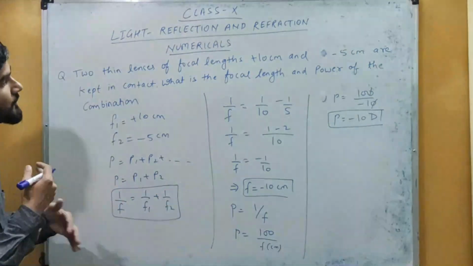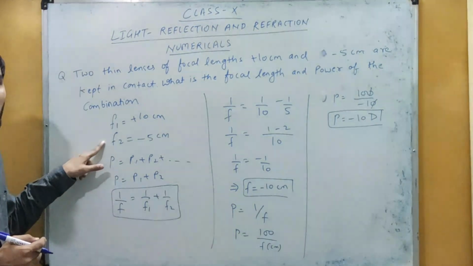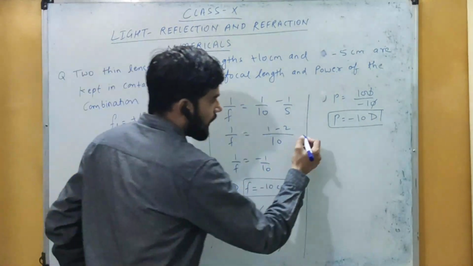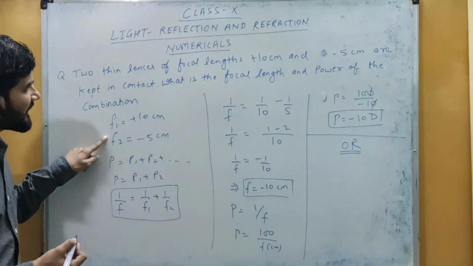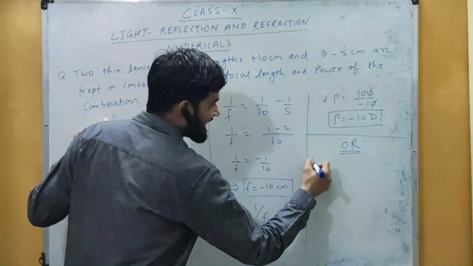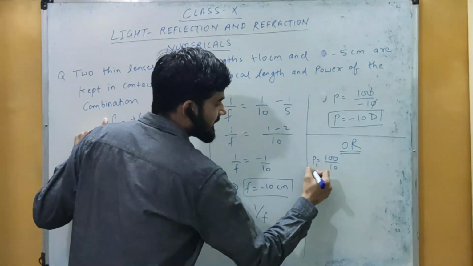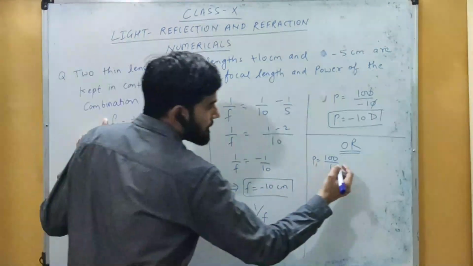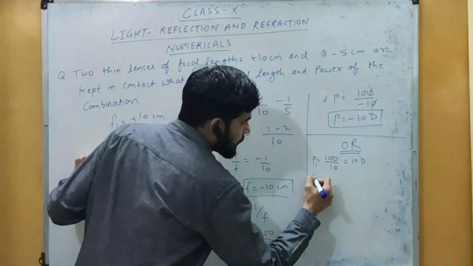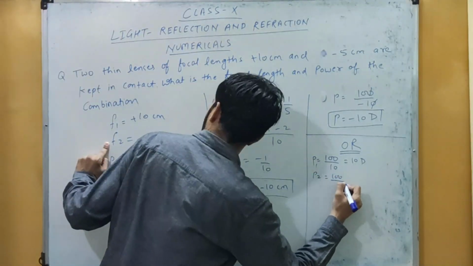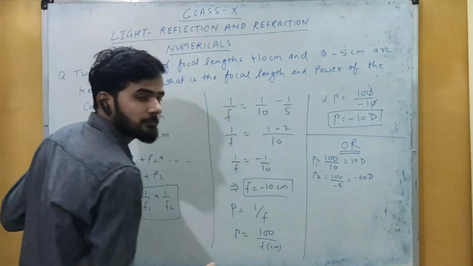Now here we can use one more method. First of all, you can find the individual powers, or let us solve it by another method. How can we find the individual powers? For the first, I can write P is equal to 100 by 10. This is P1. For this, the power will be 10 diopter. For the second, if I want to find the power, then that is equal to 100 by minus 5, which is equal to minus 20 diopter.